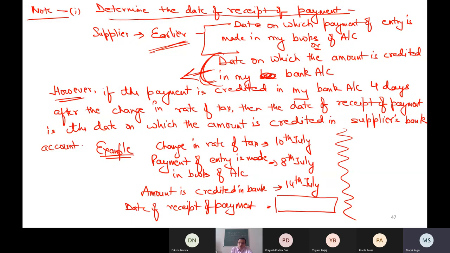No. I have already told you that in the law, when you say from, if the payment is credited in my bank account, 4 days after the date of, after the change in rate of tax. So technically your 4 days will start not from 10th, but from 11th.